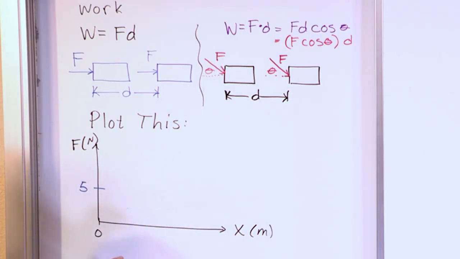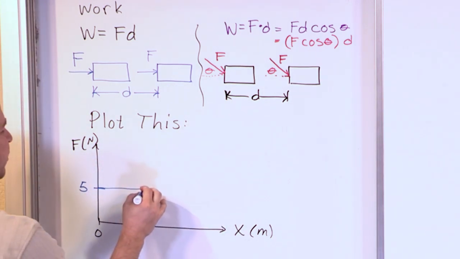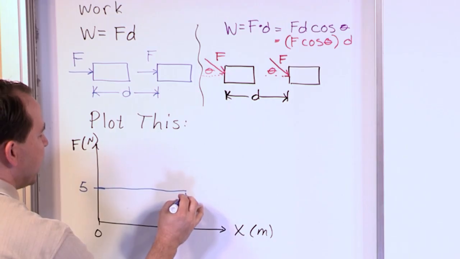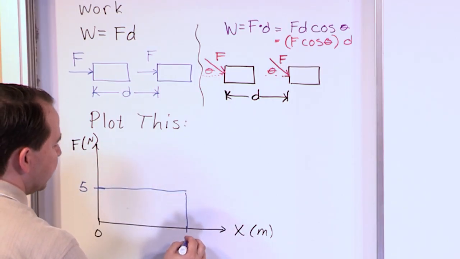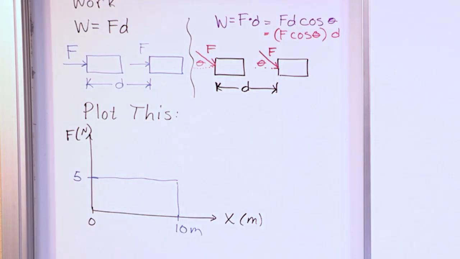If I have a block here and I start pushing it with 5 newtons, the block moves. Let's say I stop it here at 10 meters. This is what a force distance graph would look like. All it says is that I start with the block at 0, and I push it with a constant force. And as I push it, of course, the block moves. So I'm moving in this direction, and eventually I stop it at 10 meters.